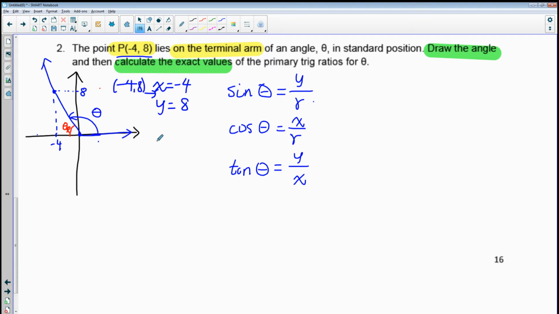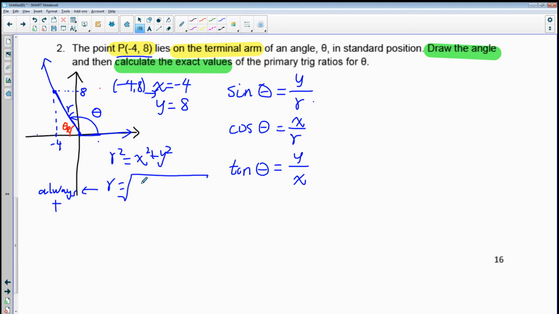This provides us with the information, but we do not know r. We need to find r using the Pythagorean theorem. r is the length of that arm. So r squared is equal to x squared plus y squared. r is equal to the square root of that. r is always positive, so we take the positive square root. That's just the convention we use.